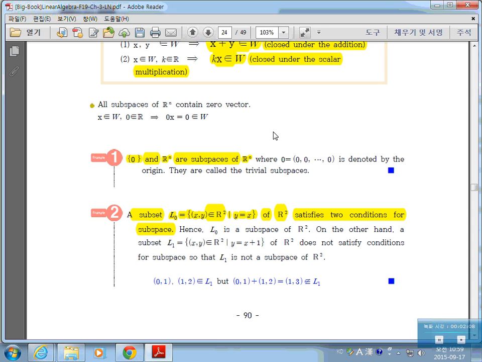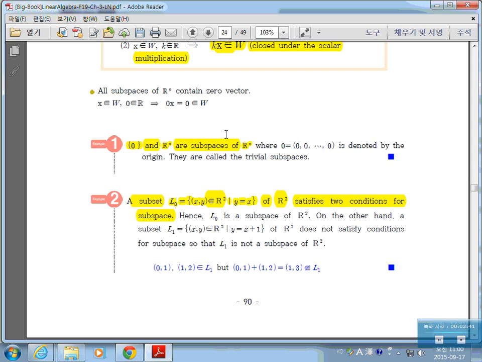First, every subspace of Rn contains the 0 vector, because if you multiply 0 on a given vector, then it should be in W. So if W is a subspace, then it should have a 0 vector in it. So if a subset W does not have a 0 vector in it, then we can say it's not a subspace. If it does not have a 0 vector, it cannot be a subspace.